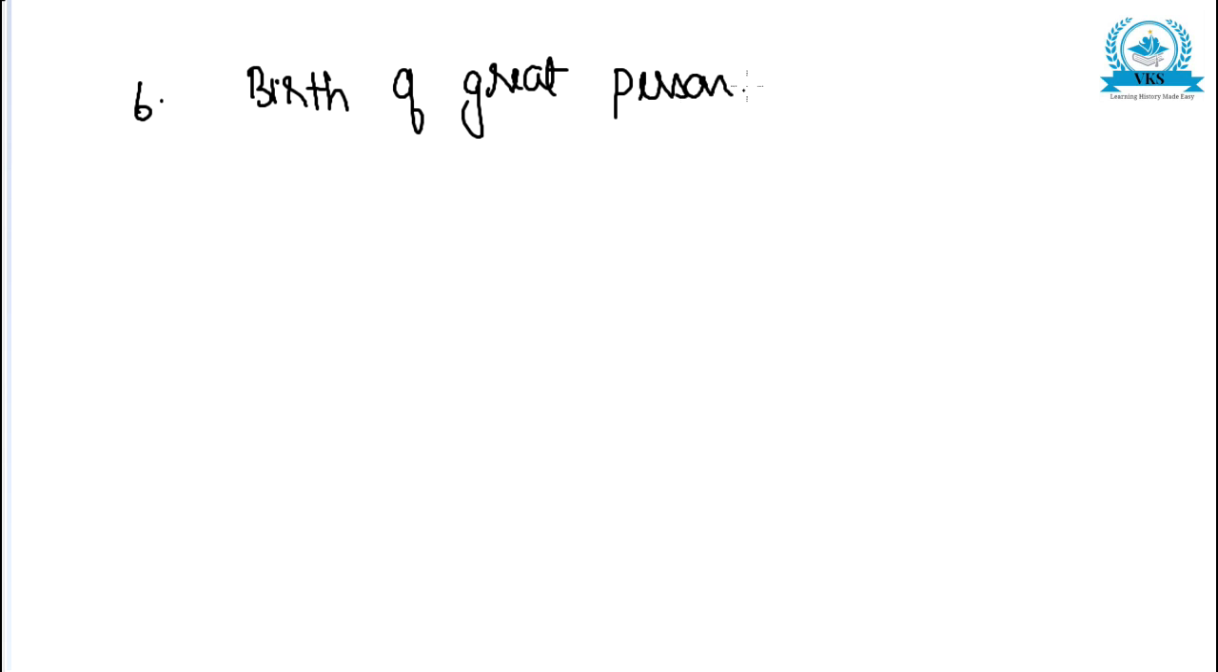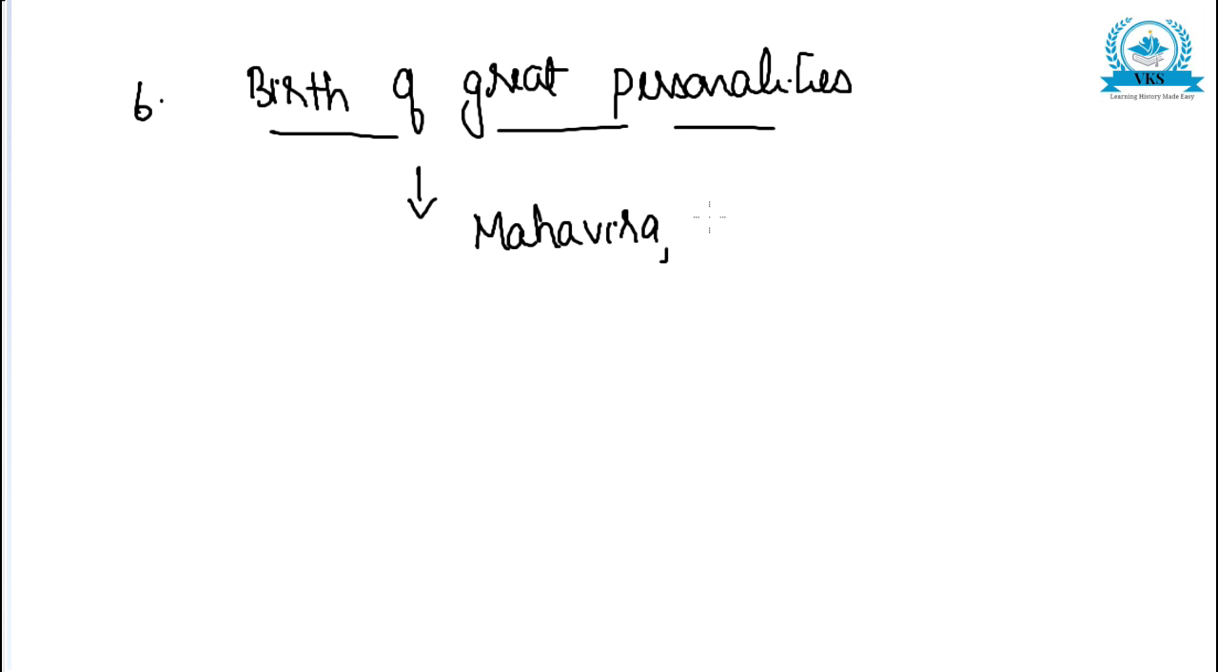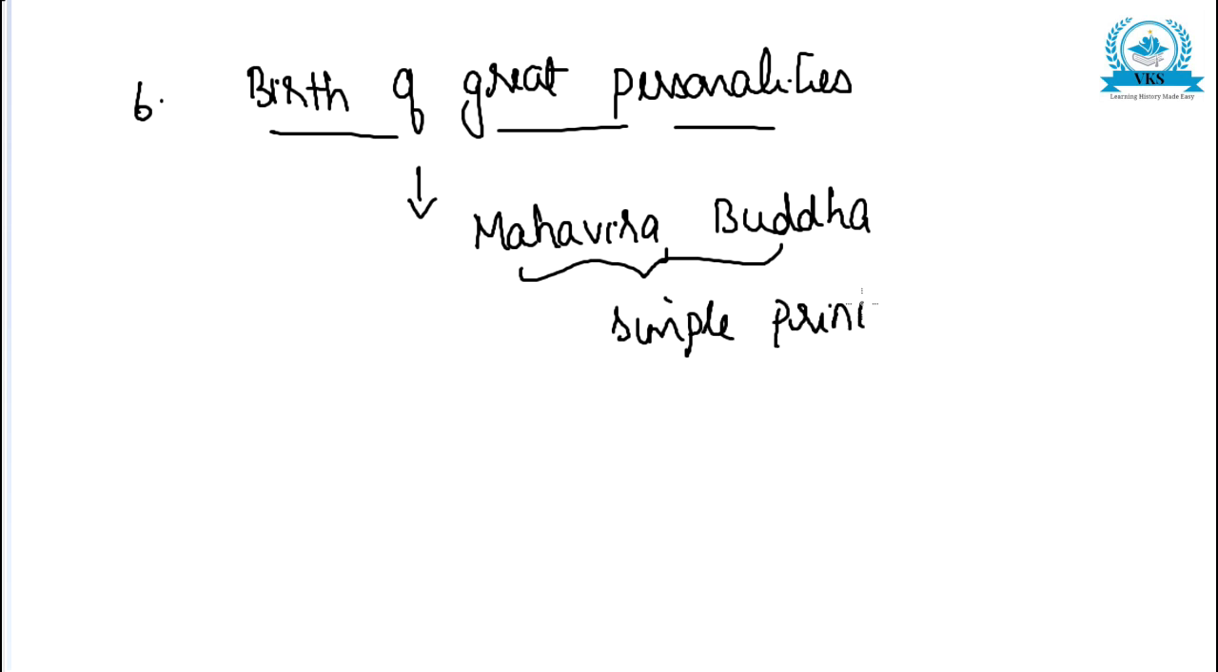And the last factor, that is the sixth factor, was birth of great personalities. When the people suffered all these problems and wanted a new religion, two great personalities came. One was Mahavira and the other was Gautama Buddha. So what was the speciality of these two people? They preached very simple principles.